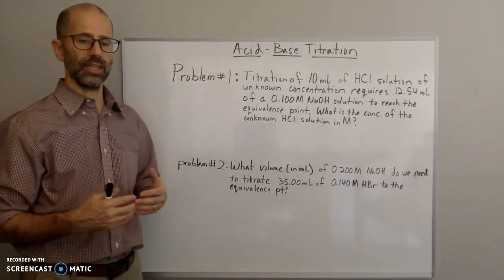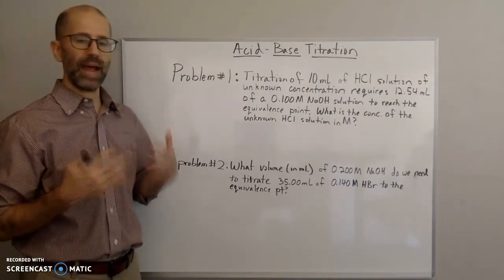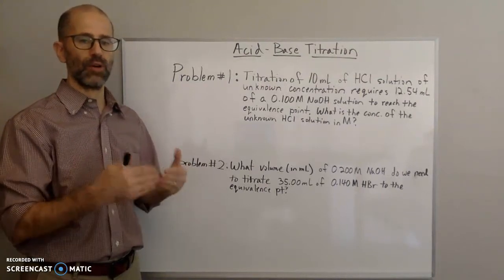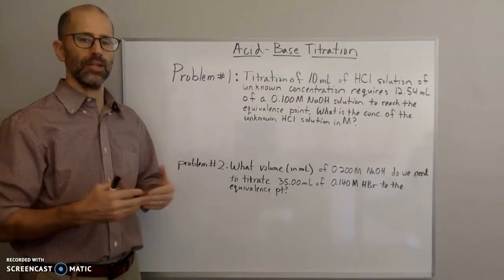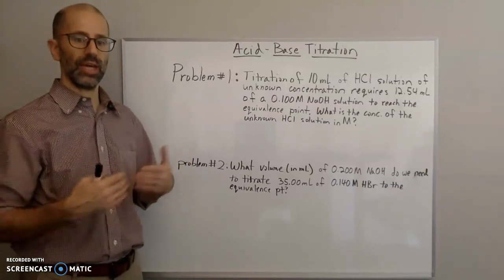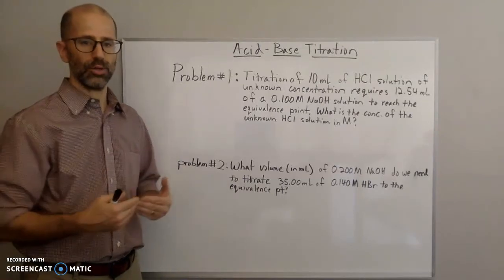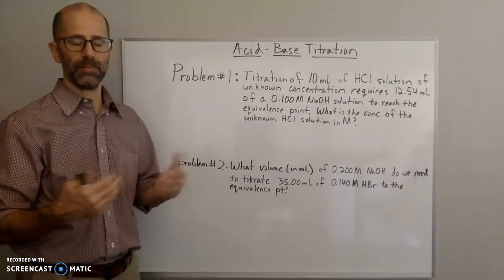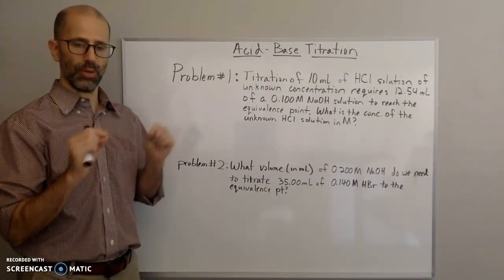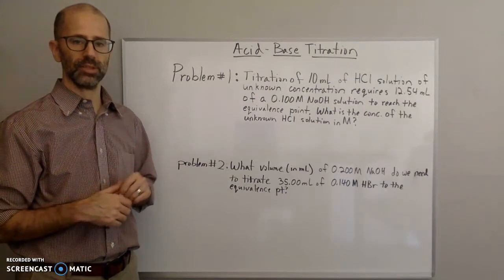So when you choose an indicator, the purpose of the indicator is to have the indicator change color at the equivalence point or very close to the equivalence point. So although in the experiment we assume that when you hit the endpoint, you're at the equivalence point and you have neutrality, those two points are distinct as far as definition and concept are concerned.